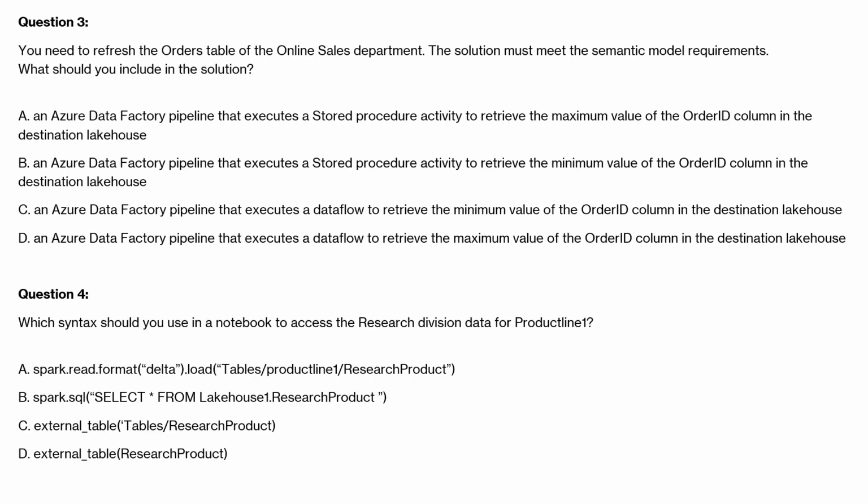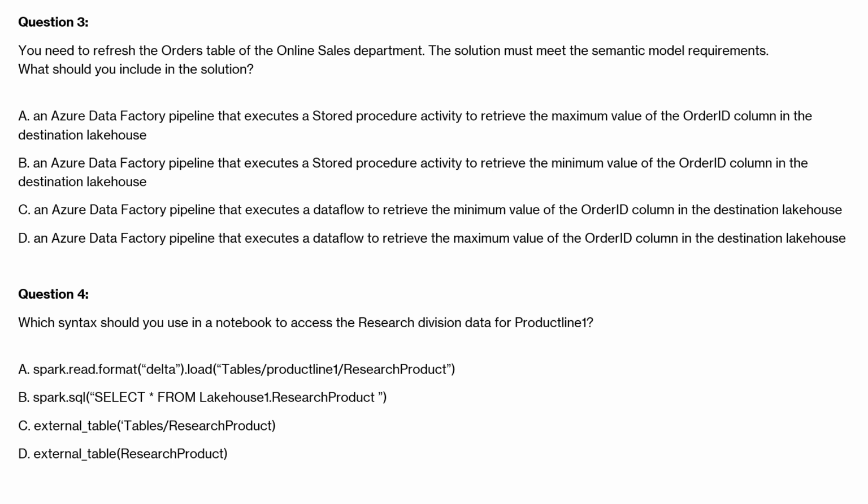So the third question says that you need to refresh the order table of the online sales department, and the solution must meet the semantic model requirement. So pause the video and go and check the semantic model requirement and the requirement for the order table. After reading that, you can find out that we need to retrieve the maximum order ID in the destination table to minimize the number of rows added during refresh. And this would be an incremental load.